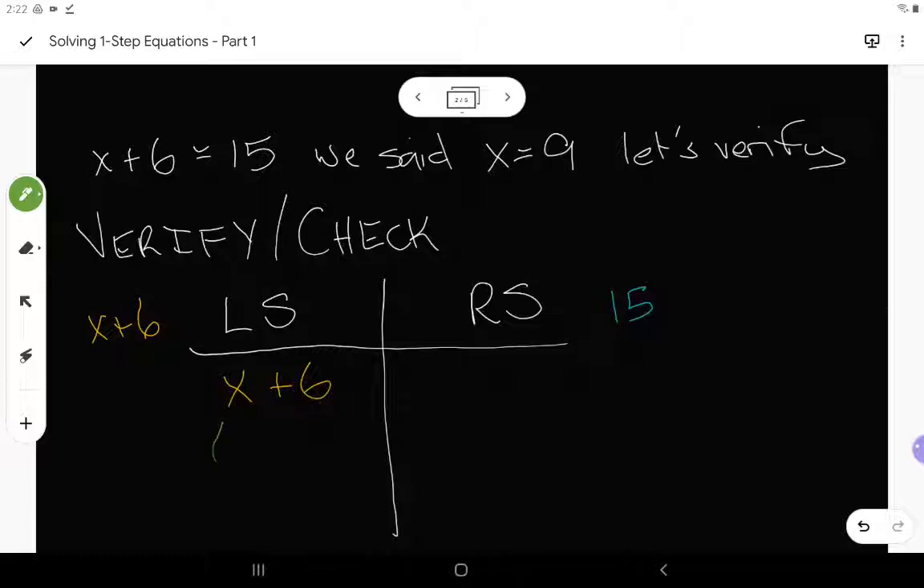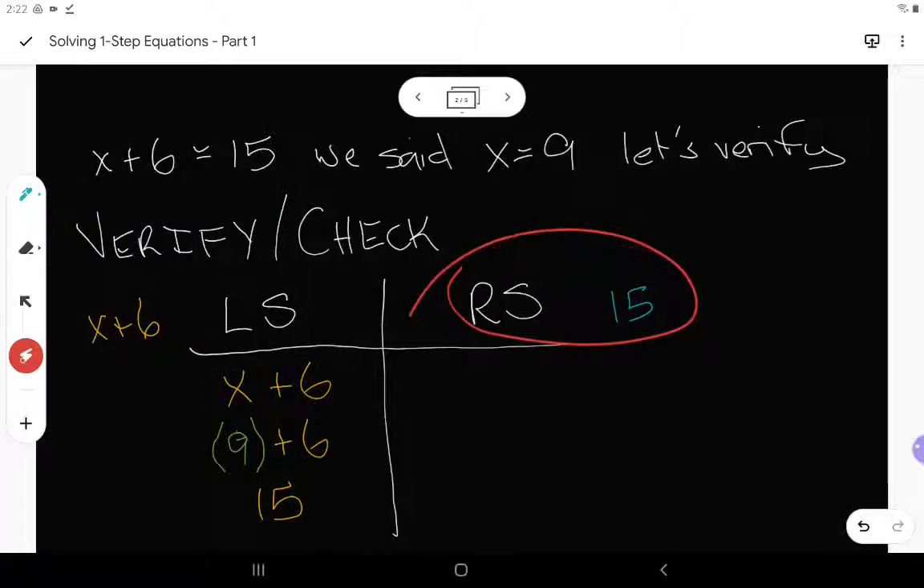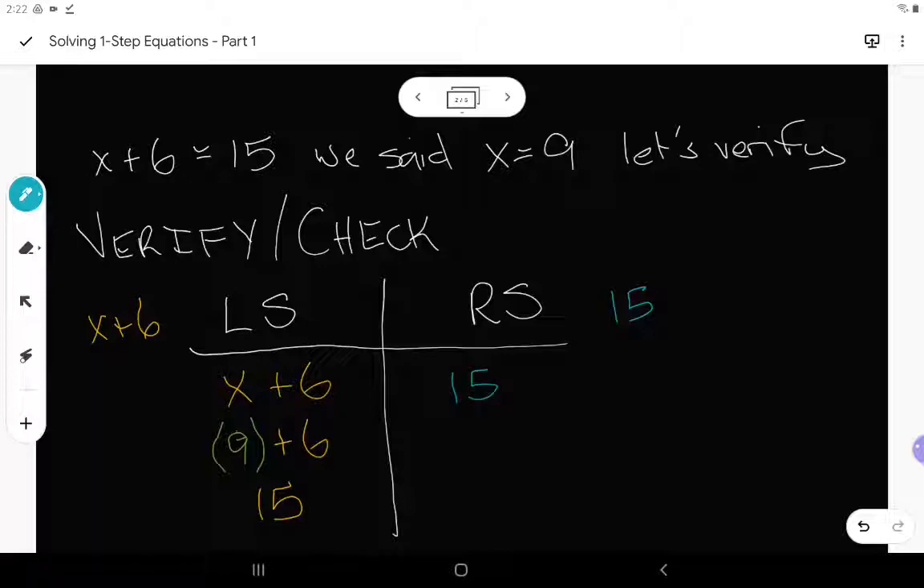So remember, when you substitute into an expression, we put it in a set of brackets. And now I have 9 plus 6, and 9 plus 6 is 15. Now that's pretty good because on the right-hand side of my equation, I had 15. So LS stands for the left-hand side of the equal sign, which is just this x plus 6. RS stands for the right-hand side of the equal sign, which is just that 15.